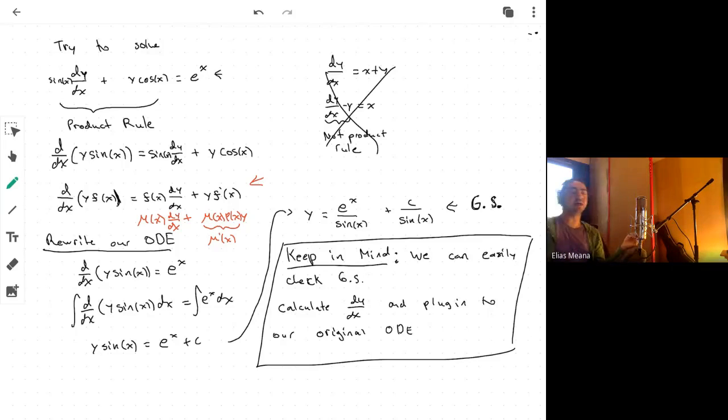Okay? And then we said, what if we could take that even further? We could go even further with that and apply that to differential equations where the left-hand side doesn't look quite like the product rule.